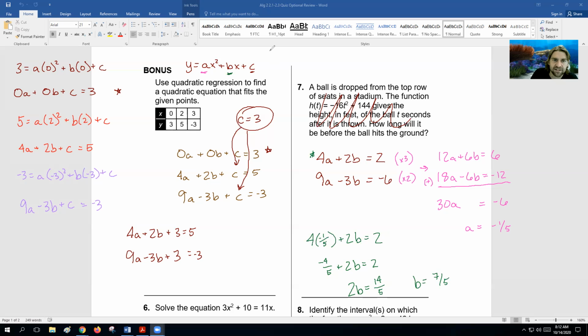So we would have a final answer of y equals negative 1/5 x squared plus 7/5 x plus 3. And we could check that out on Desmos. If I plug these 3 points in on Desmos and type in that equation, it should go through all 3.